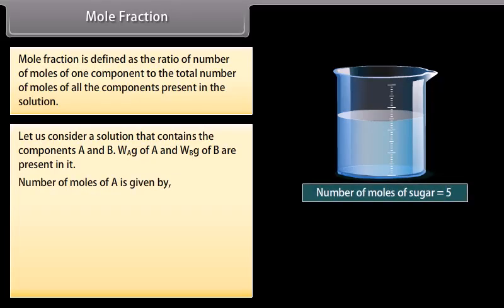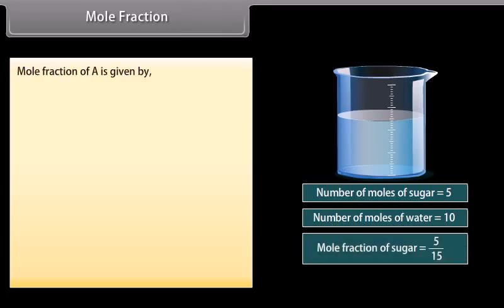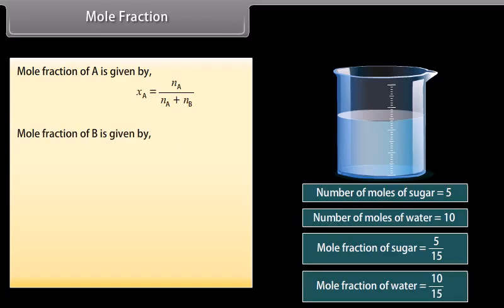Number of moles of A is given by Wa upon Ma. Number of moles of B is given by Wb upon Mb. Total number of moles of A and B is equal to Na plus Nb. Mole fraction of A is given by Na divided by Na plus Nb. Mole fraction of B is given by Nb divided by Na plus Nb.